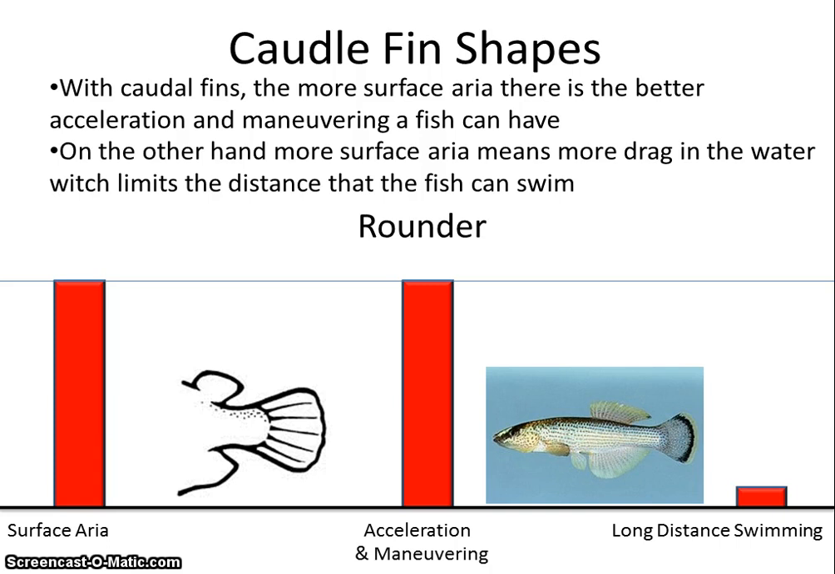In fish terms, these would be fish that live in more benthic environments like coral reefs, where there's lots of nooks and crannies for them to maneuver around, but very, very little straightaways for them to go through.